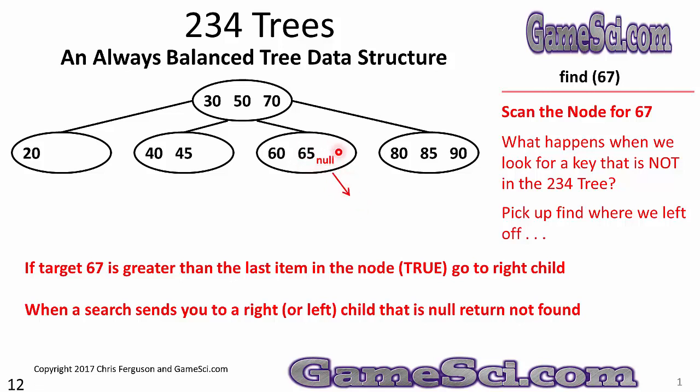When we tried to go to the right child, we saw there was a null reference as a right child. When the search sends you to a right or left child that is null, return not found. A search of 67 on the tree would take us to this node, try to go to the right child of 65, fail, and return that we could not find the item 67.